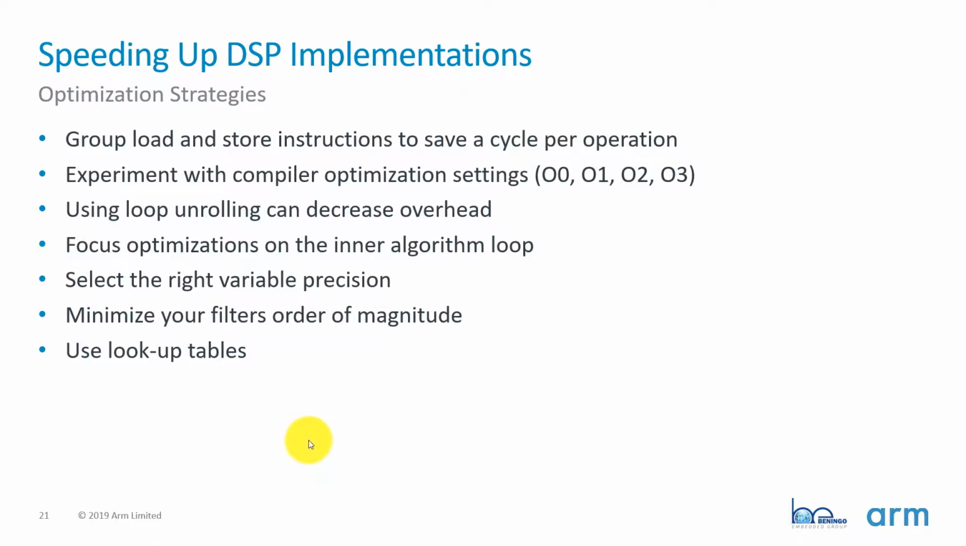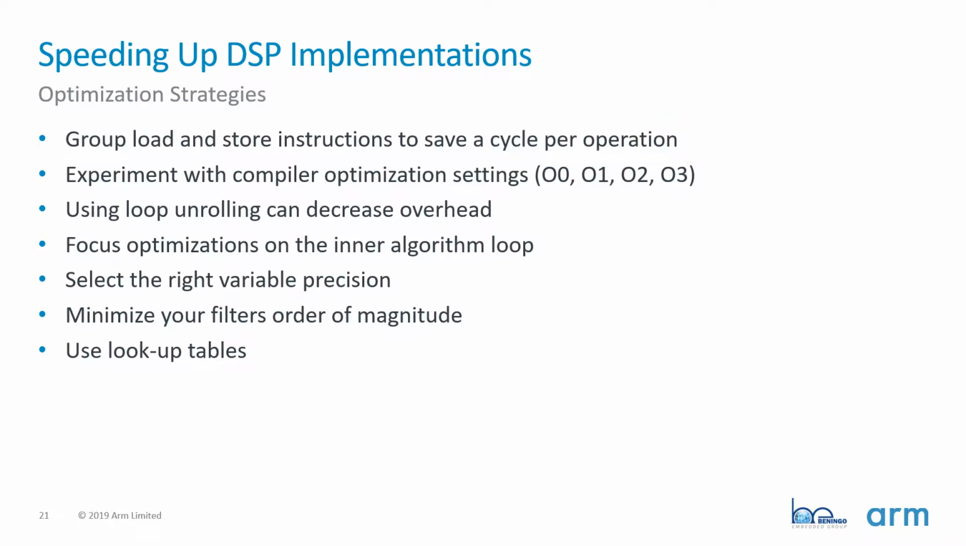But I'm telling you this now because a couple of these strategies I actually borrowed from chapter 21 out of this book. So I just wanted to let you know that some of them did actually come from Joseph there and not from myself, just to give some attribution there. But in any event, these are a couple of really good strategies that you can use in order to help optimize your algorithms. So first, use group load and store instructions to save a cycle per operation.